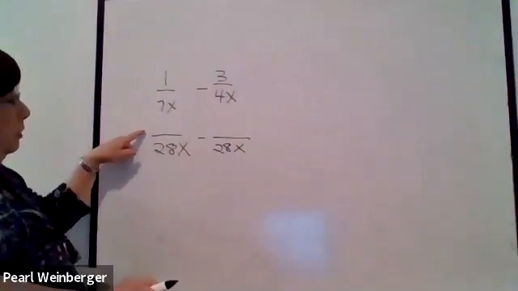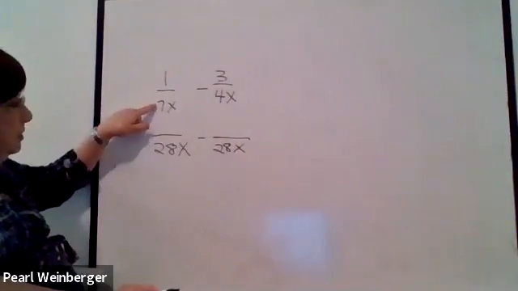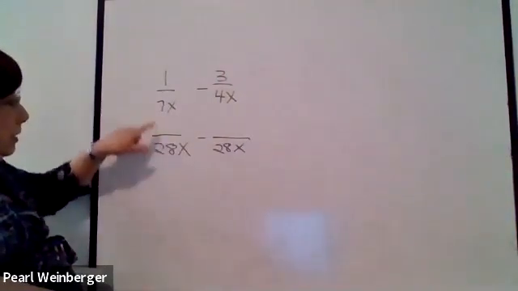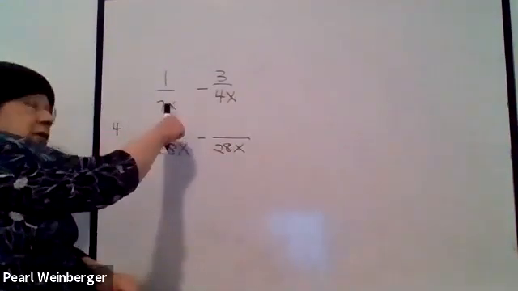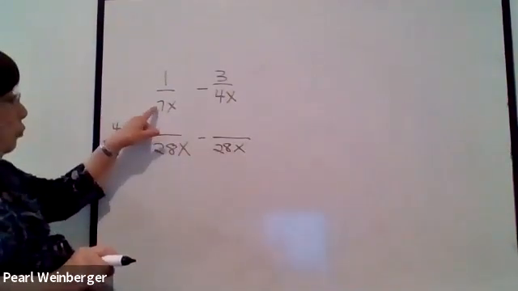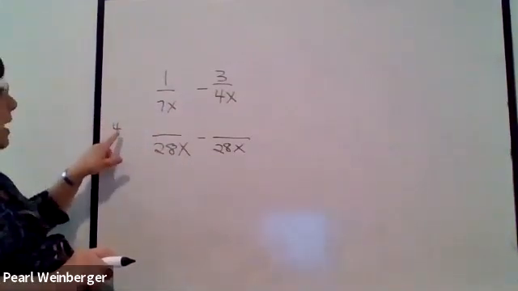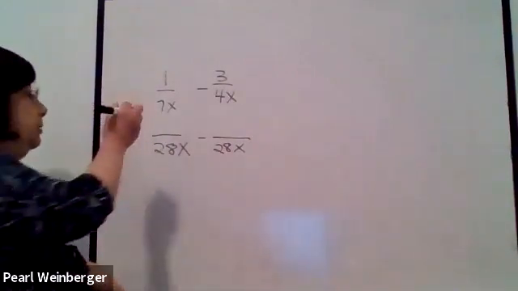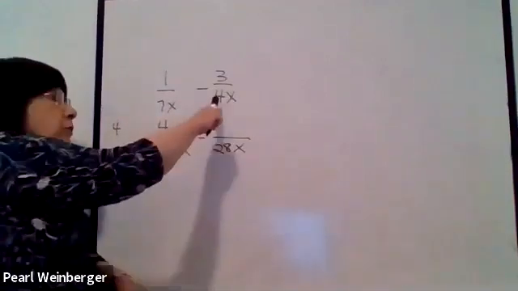Now I have to think what to do to the numerator. So I divide the 7x, the original denominator, into the new denominator. 7 into 28 is 4. The x cancels into the x. I'm left with 4. 7x into 28x is plain 4. I take the 4 and multiply it by the numerator. 4 times 1 is 4.